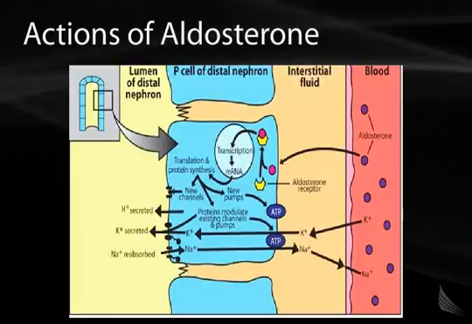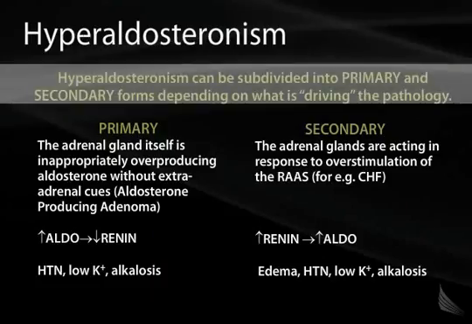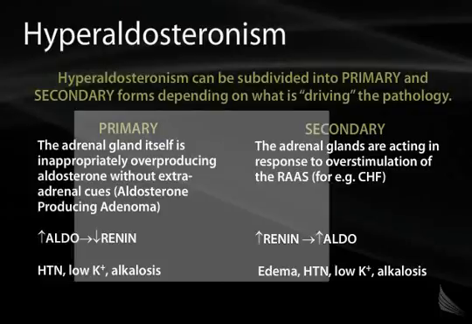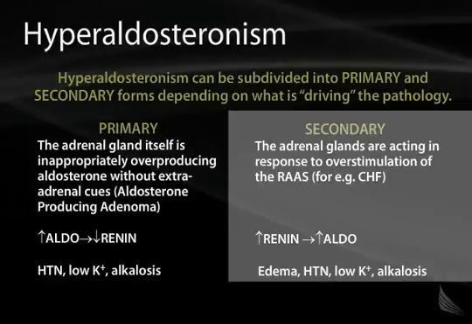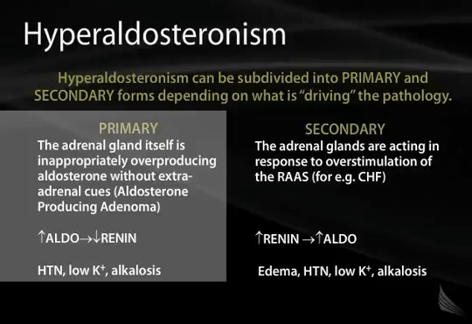As a result of this, the clinical manifestations of hyperaldosteronism are hypertension, hypokalemia, and metabolic alkalosis. Hyperaldosteronism can be divided into either primary or secondary depending on what's driving the pathology. So again, if you recall, primary always refers to a problem with the target gland itself. So in this case, primary hyperaldosteronism refers to something going wrong with the adrenal gland itself, and the most common cause is an adrenal adenoma, or an aldosterone-producing adenoma.